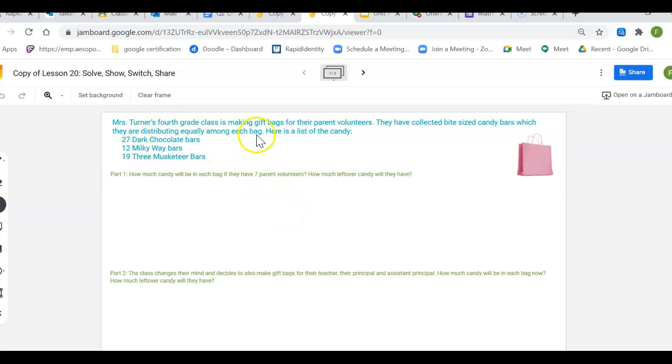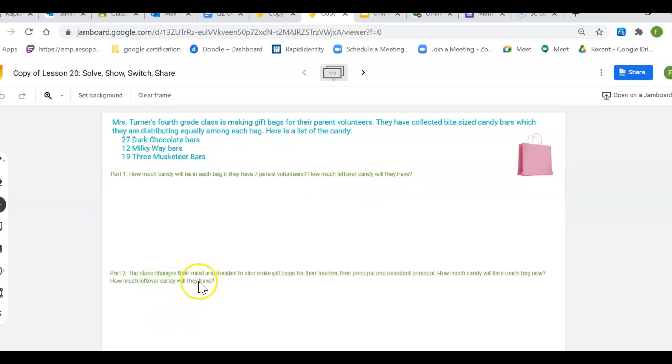Ms. Turner's 4th grade class is making gift bags for their parent volunteers. They have collected bite-sized candy bars, which they are distributing equally among each bag. Here is a list of the candy. 27 dark chocolate bars, 12 Milky Way bars, 19 Three Musketeers bars, and there's a couple different parts to this. Part 1, how much candy will be in each bag if they have 7 parent volunteers? How much leftover candy will they have?